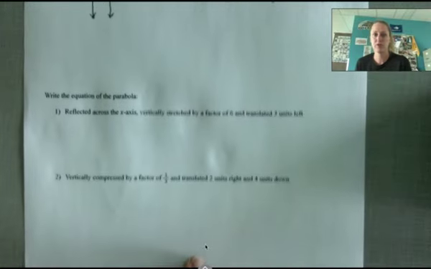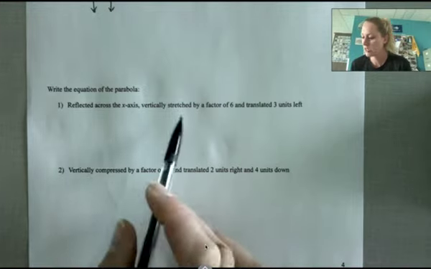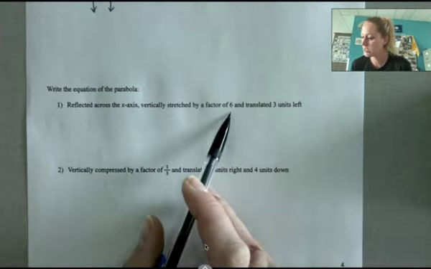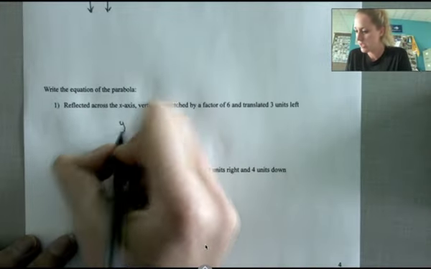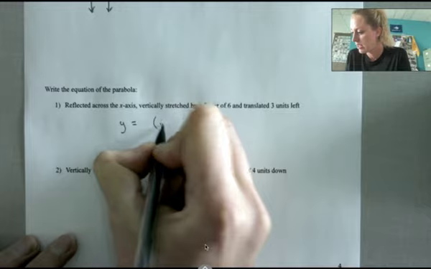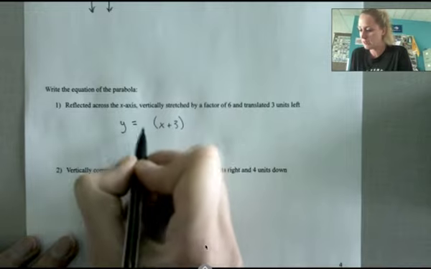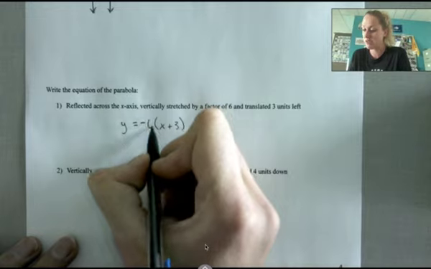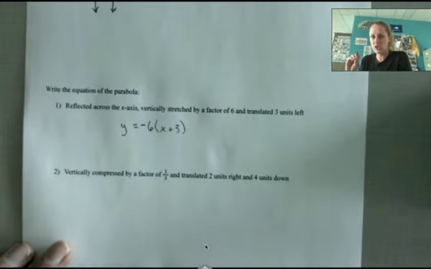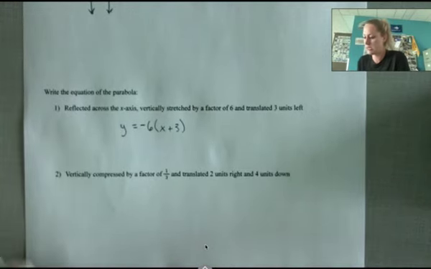Okay, now we're going to write the equation of the parabola given some transformations. So it's reflected across the x-axis, vertically stretched by a factor of 6, and translated 3 units left. So let's start with any horizontal transformations because that goes inside the parentheses with the x. So we're going to say left 3 means I need to add 3, okay? A reflection across the x-axis means it's going to be a negative out in front, and it also has a vertical stretch factor of 6. So the negative and the 6 go together with reflection and stretching or compression. That's going to be one number. If it's reflected, it just becomes negative.